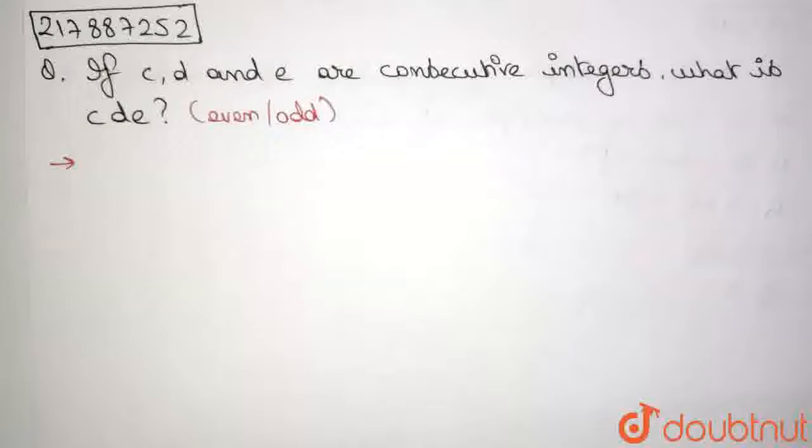Hello friends, welcome. The question states, if C, D, E are consecutive integers, what is C into D into E? And we have to answer whether it is even or odd. So before we dive into this question, let us look at concepts of multiplication of even and odd numbers, right?